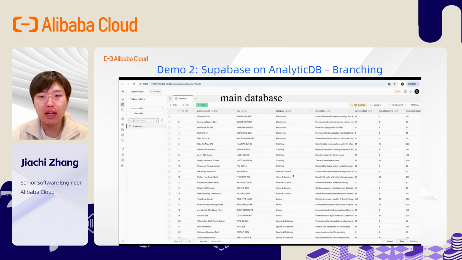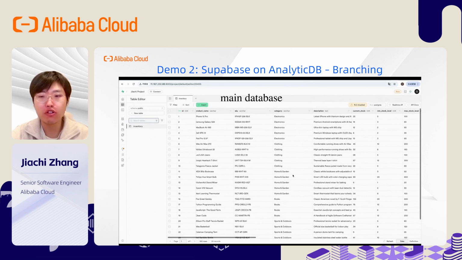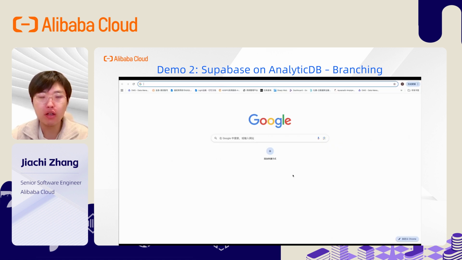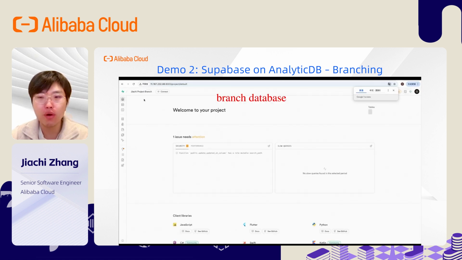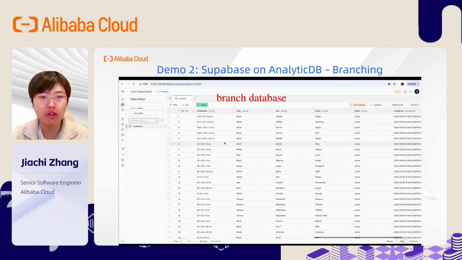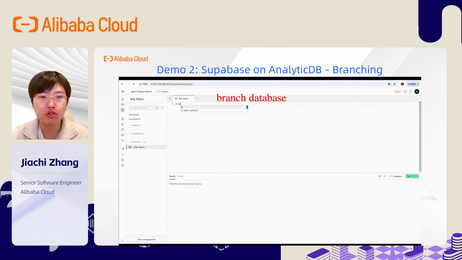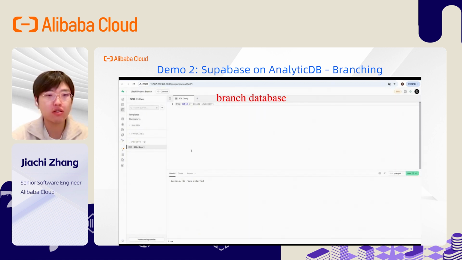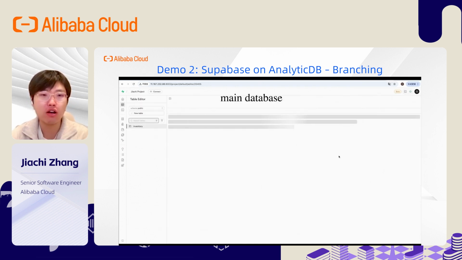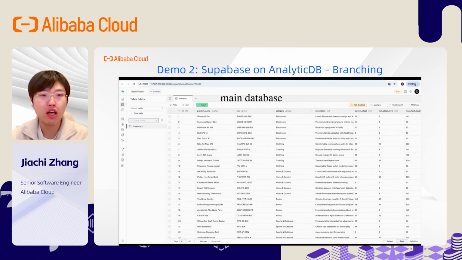The next demo highlights a truly powerful feature, the database branching. Here you will see after we build a new branch from our main database, we can check the Supabase of the new branch, and the data of inventory is here. And we are trying to do some destructive operation, such as drop the table. And after the execution, the data is gone in the branch, and the data is still here in the main database.